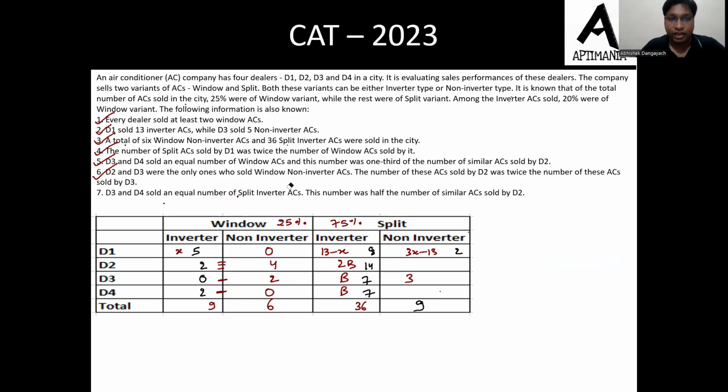Only the remaining values left are split non-inverter type D2 and D4. इनका वैल्यू हमें पता नहीं चला है, but then we can say that the total split non-inverter were 9, out of which these are 5. So the total of these two must be equal to 4. Fine. So in this way हमें almost सारी values पता चल चुकी हैं. ये पता नहीं चल पा रही individual value, although we know that the sum must be equal to 4.